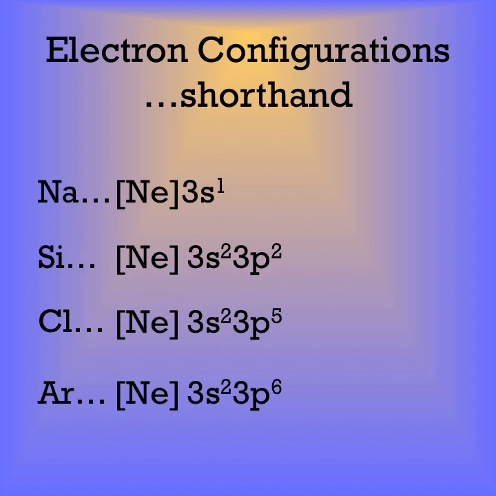Look at silicon. Go all the way across to silicon from sodium. We didn't do magnesium or aluminum. I'm not going to do every one of these. That just gets a little old. We need to learn to jump around. You have neon's symbol in brackets, and then 3s2, 3p2. For chlorine, Ne, 3s2, 3p5. For argon, Ne, 3s2, 3p6. You should be able to tell me how many valence electrons each of these has. Sodium, 1. Silicon, 4. Chlorine, 7. Argon, 8. What's that make argon? Makes it happy, snotty, noble.